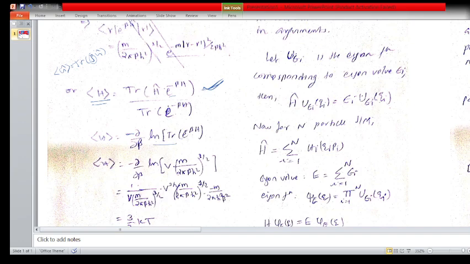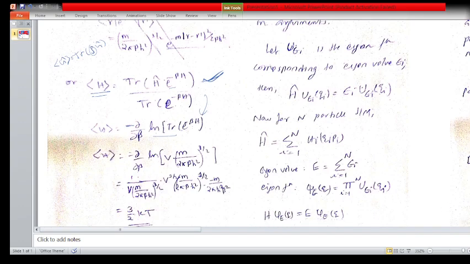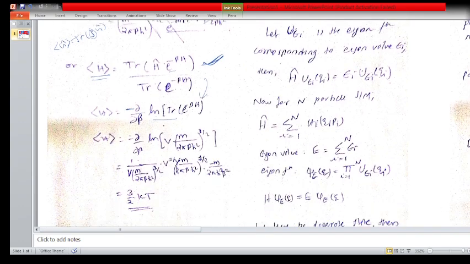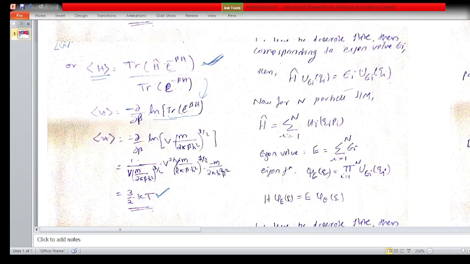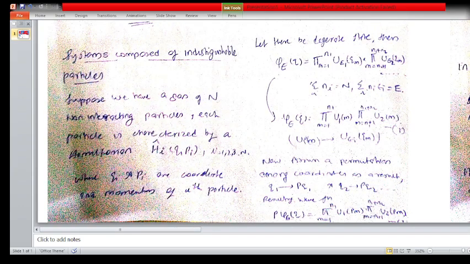So this expression can be written as minus dou by dou beta of ln of V times... if you substitute the values corresponding to the trace of e raised to minus beta H, then you will get V times (m by 2 pi beta h cross square) raised to 3 by 2. Then simplifying, taking the derivative, you will get 3 by 2 kT for the average energy. Okay, so that's about the particle in a box case.